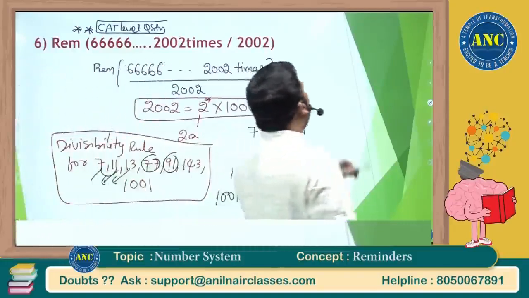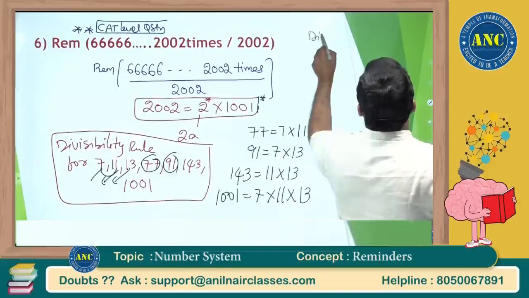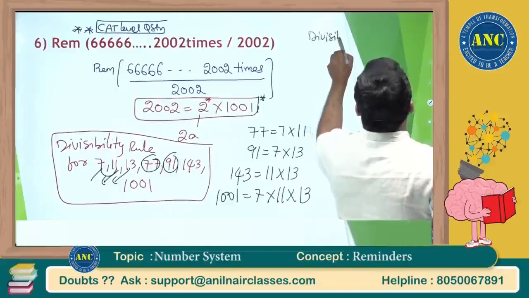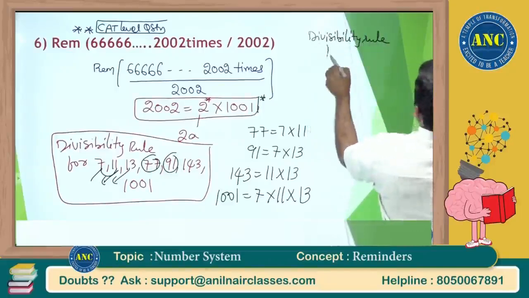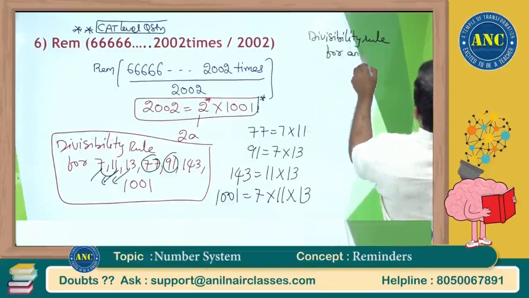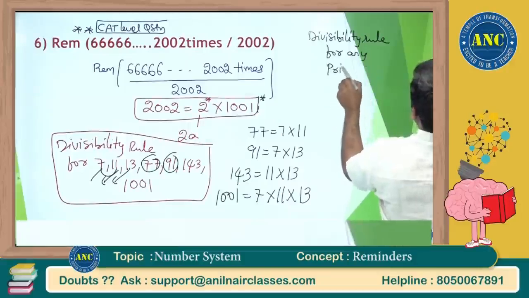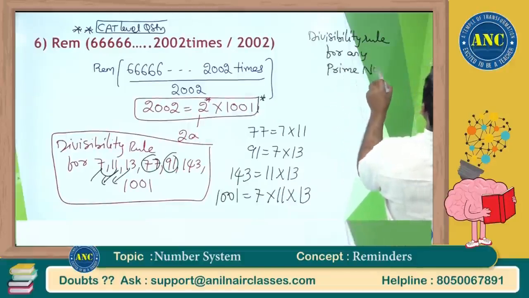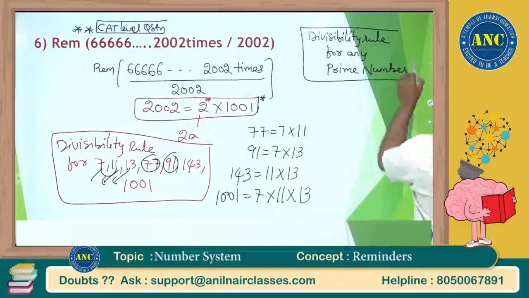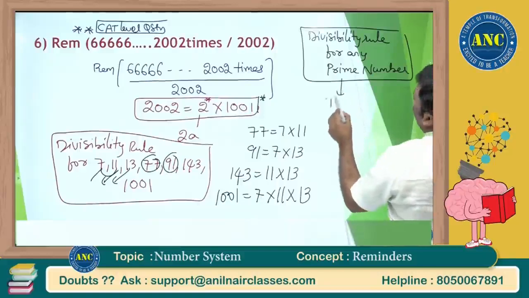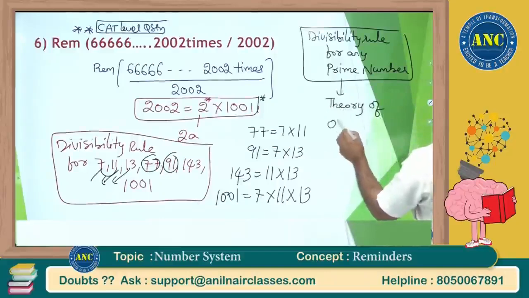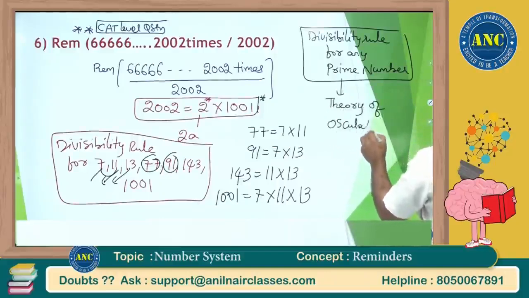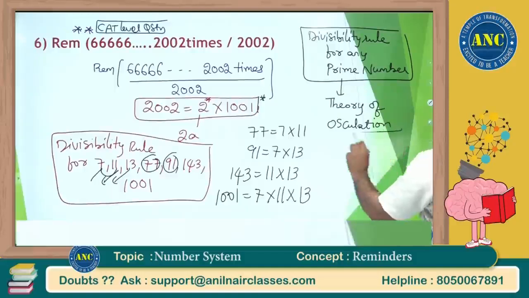In the class, in our paid batch, we will discuss the divisibility rule for any prime number. Generally, in the textbooks, they will select only some numbers. Actually, you can develop your own divisibility rule for any prime number. That is popularly known as theory of osculation.